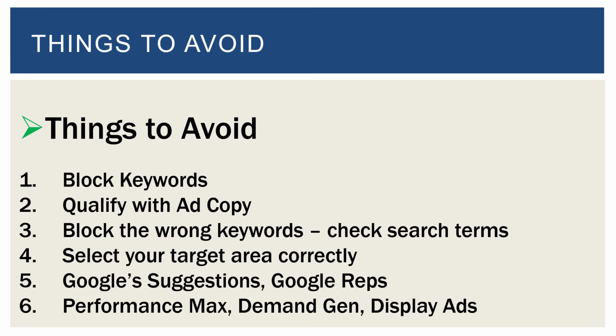Also, select the target area correctly. Google will default to people in the location or interested in the location. You'll always switch off of that default to make sure it's only people located in that location, because people interested in your city, that doesn't really matter for a contractor running Google ads. That's more travel or hotels or something like that. It's really not relevant for contractors running ads.